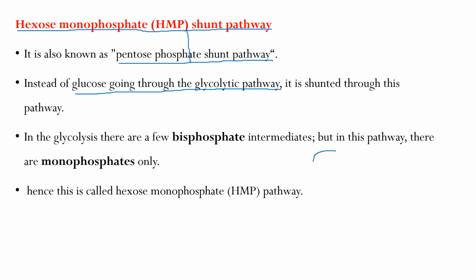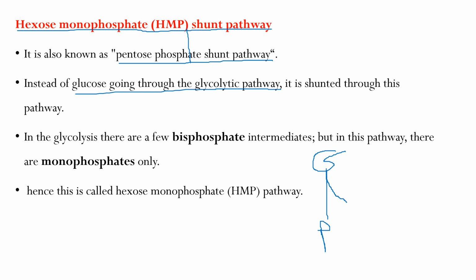You know that glucose passes through the glycolysis pathway to produce pyruvate, but some glucose molecules are shunted into a new pathway. This new pathway is known as the hexose monophosphate shunt pathway or pentose phosphate shunt pathway.